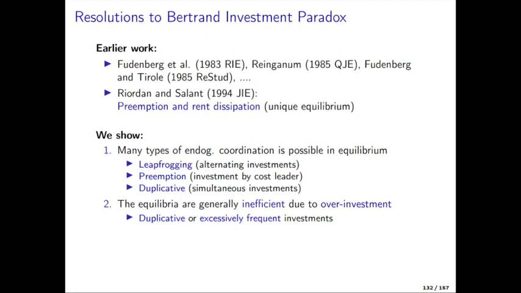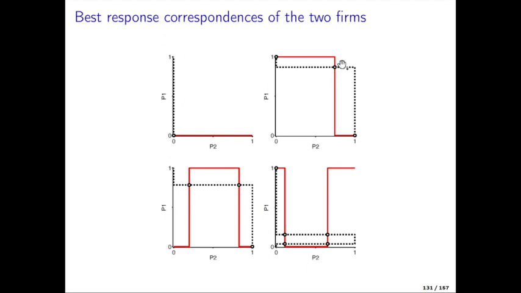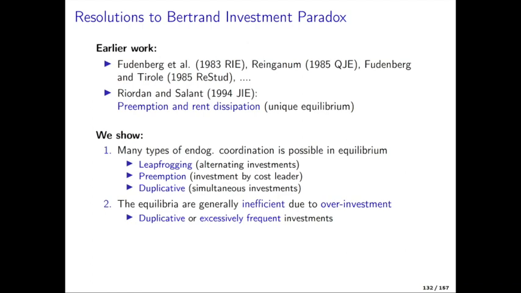We show that the predominant type of equilibrium does not involve preemption and rent dissipation. We find many types of endogenous coordination that can happen in equilibrium. Most of them involve some sort of leapfrogging, but we can also get preemption or duplicative investments. Duplicative investments already happen with this mixed strategy equilibrium, so with some positive probability both of the firms are investing at the same time. That was totally ruled out in Riordan and Salant.